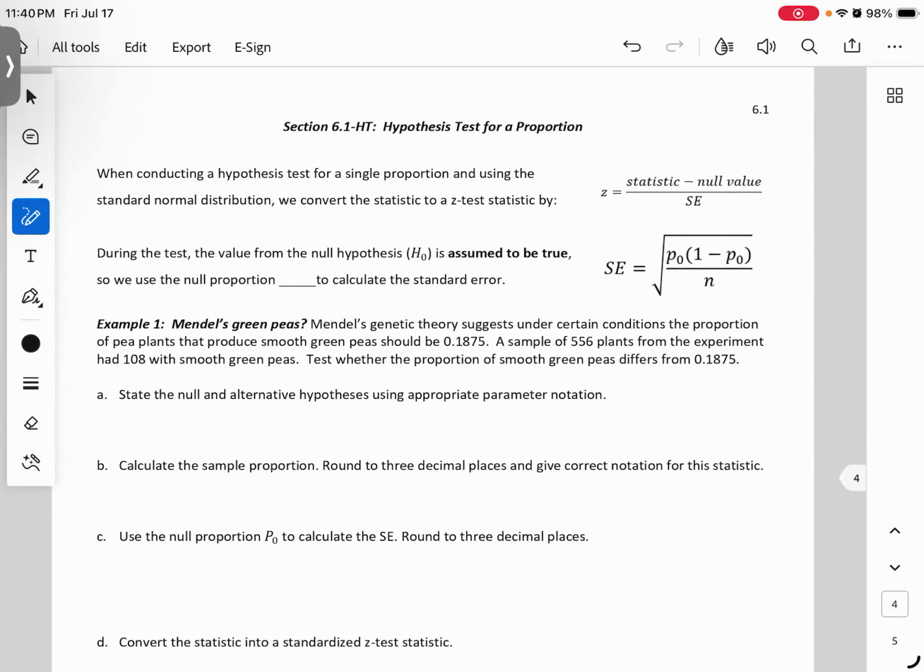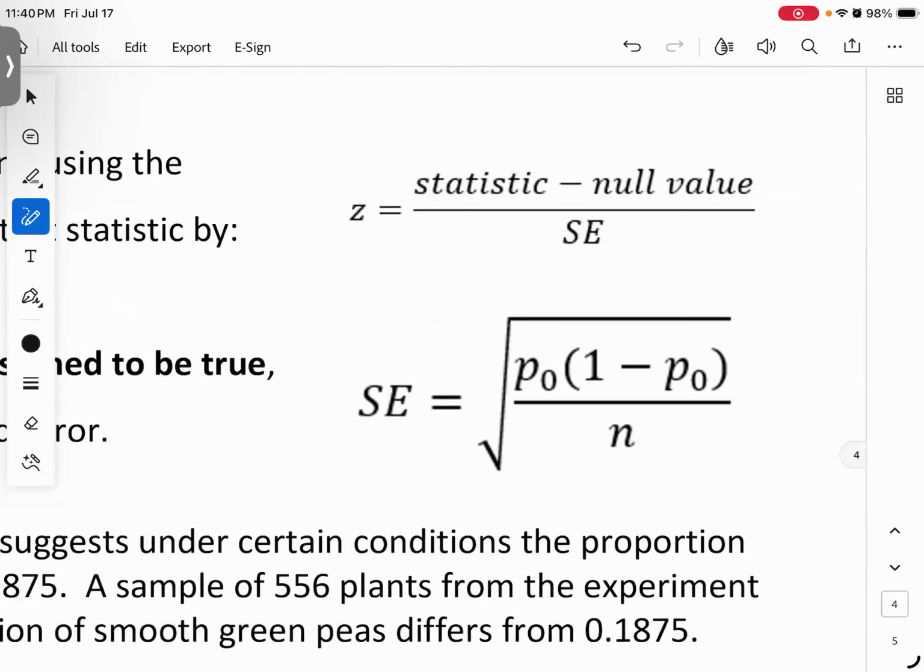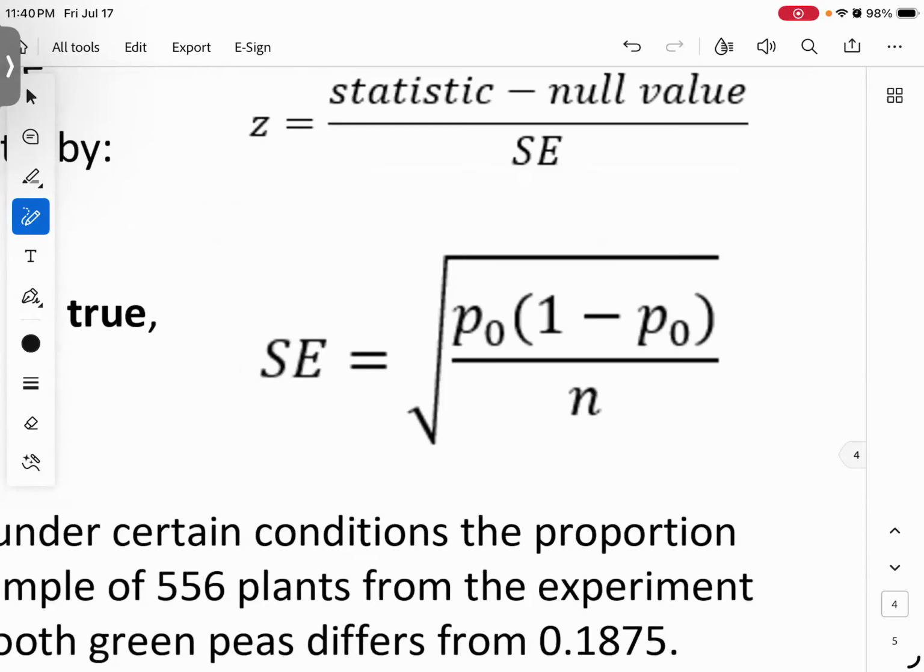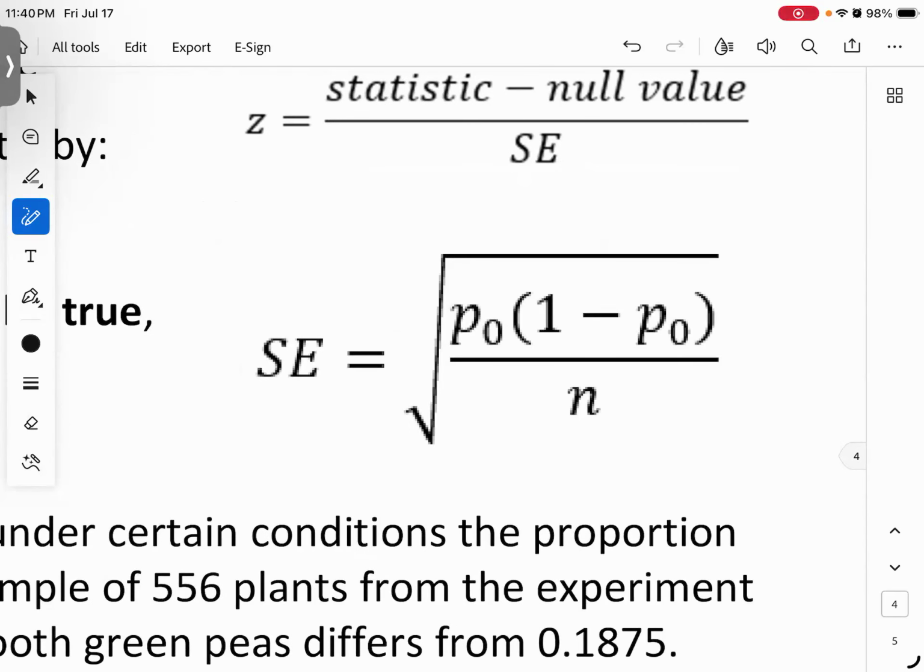And what I really want to focus on is this one here. This is a hypothesis test where the formula for the z-score, which was introduced in 5.1, is going to be used to standardize our statistic. The formula for SE is given. The only weird thing about it is, why does it have a p0 there?